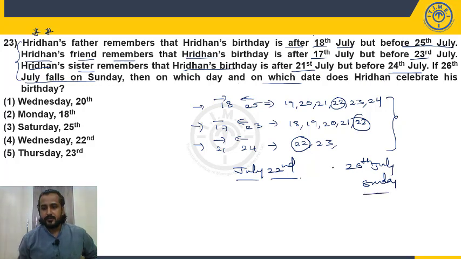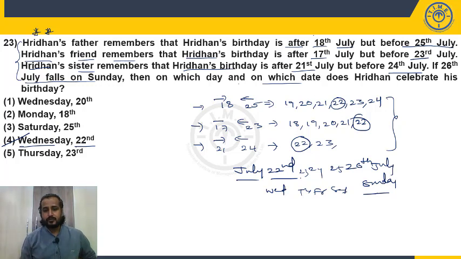So it's Sunday. So 25th will be Saturday. So 24th will be Friday. 23rd Thursday. So 22nd will be Wednesday. So Wednesday 22nd is the fourth option. So this is how these kinds of questions will be answered. The common date among all the given clues should be the birth date. Okay. So choice 4.